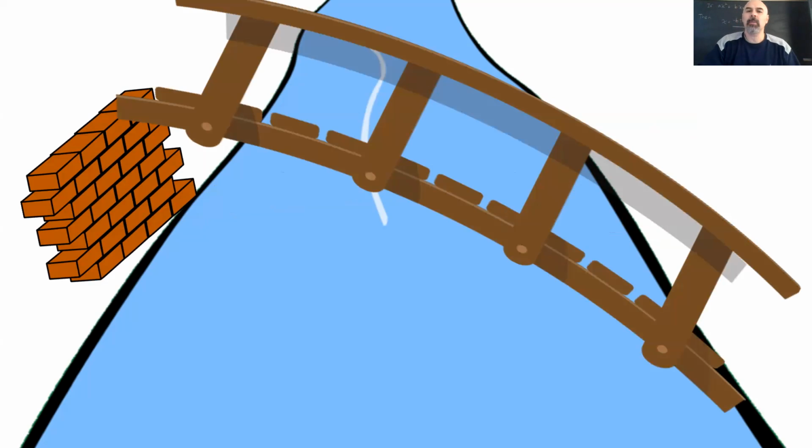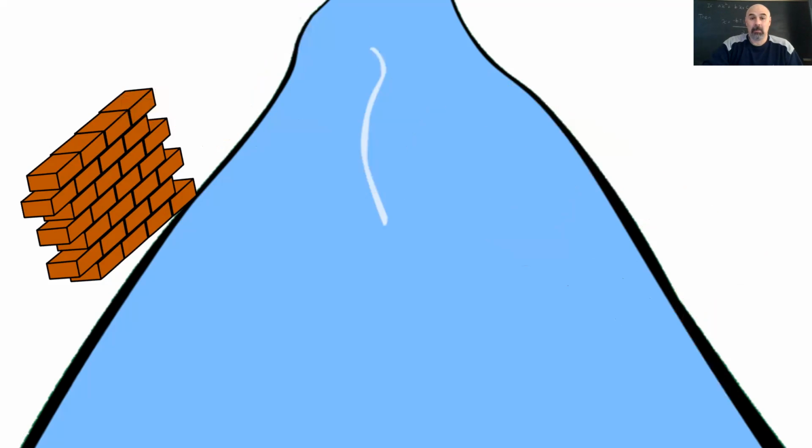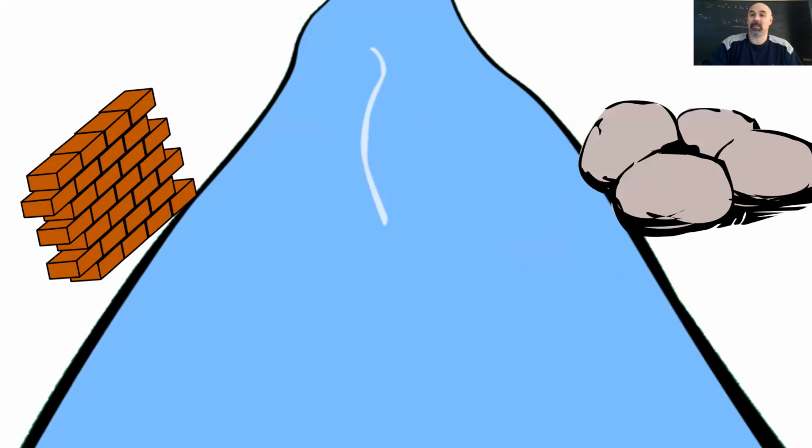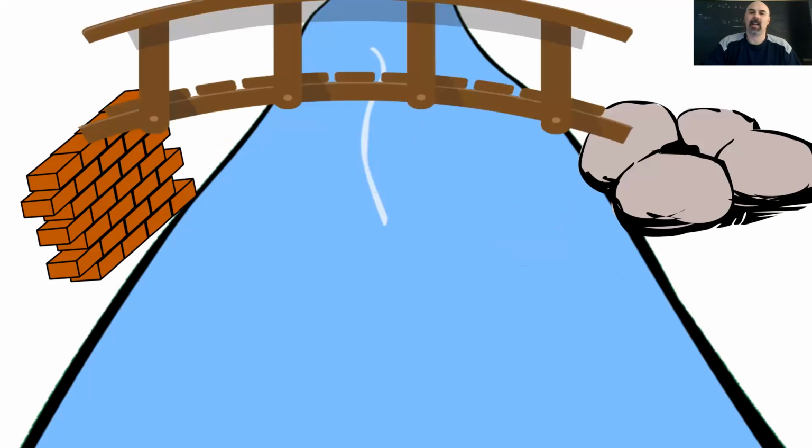So what we need to do is add an equal value. Now, that doesn't mean that value has to look the same way. I could put some boulders, and as long as those boulders are the same height as that brick wall, I'm able to add that to the other side. So it may look a little different, but as long as it's the same value, I can add it to both sides. And now I have a balanced bridge.